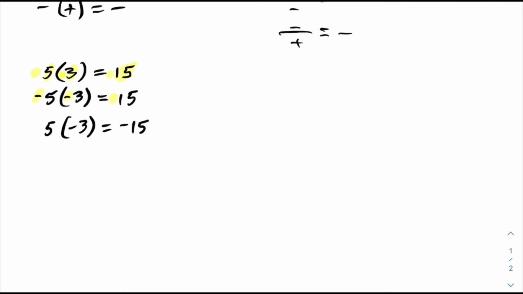And negative times negative would be positive. No signs means positive. And 5 times 3 will be 15. Again, no sign means positive, times negative is negative. 5 times 3 is 15, so negative 15.